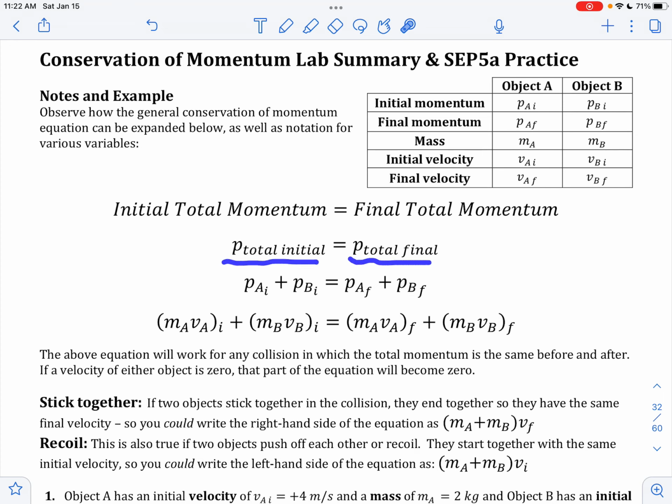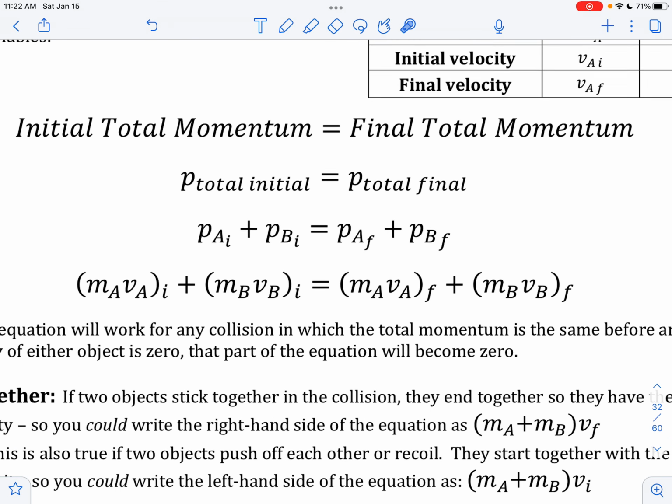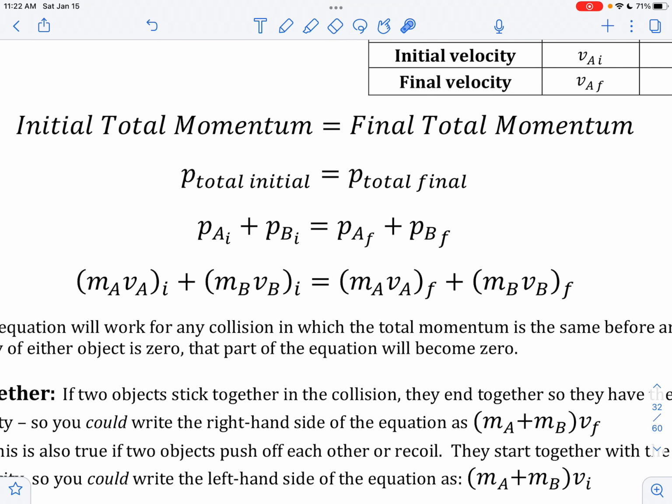P stands for momentum, so P total initial equals P total final. In this class, we're only going to deal with 2 objects, so I may have the momentum initial of object A plus the momentum initial of object B equals the sum of the final momentums of A and B. Now, the other way I can write this, and we're going to change this last equation a little bit, is I may not know the momentum of A, but I can calculate it.